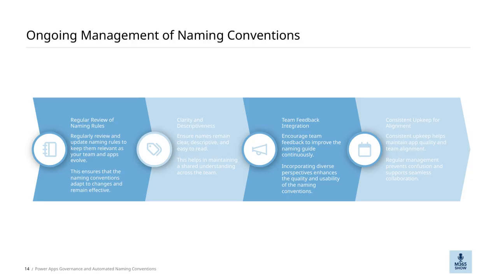Finally, we need to review and update our naming rules regularly. As our team grows and our apps evolve, so should our standards. Regular reviews ensure that our conventions stay relevant, effective, and supportive of ongoing development. Consistent upkeep really helps us stay organized and aligned as we move forward.